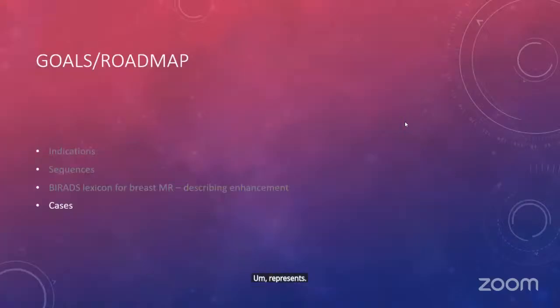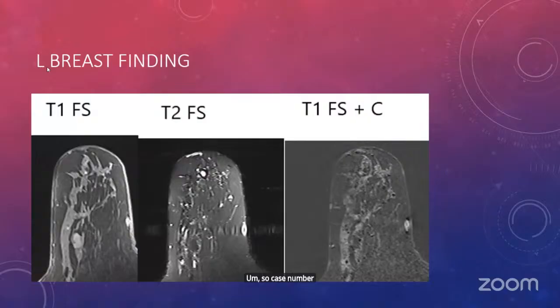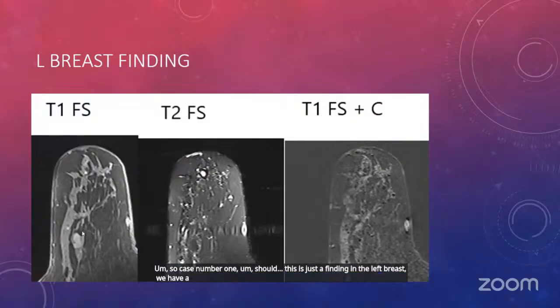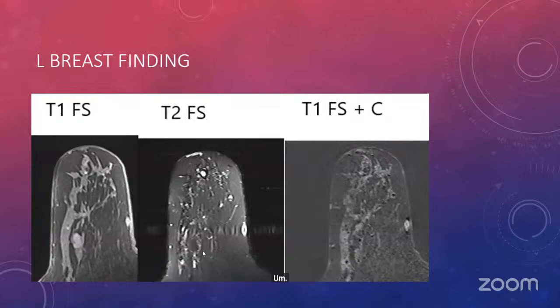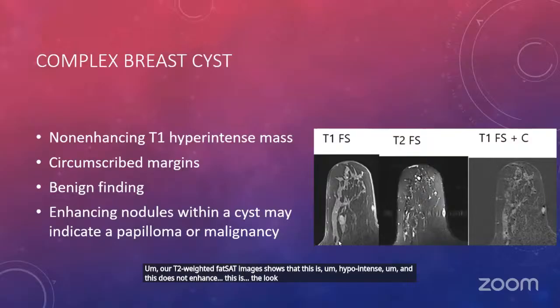All right, and then lastly, I'm going to talk about our cases. Show you guys a few cases, what these things look like. So case number one, this is just a finding in the left breast. We have a mass on our T1 weighted fat sat images. Our T2 weighted fat sat images show that this is hypointense, and this does not enhance. This is the look of a complex breast cyst.